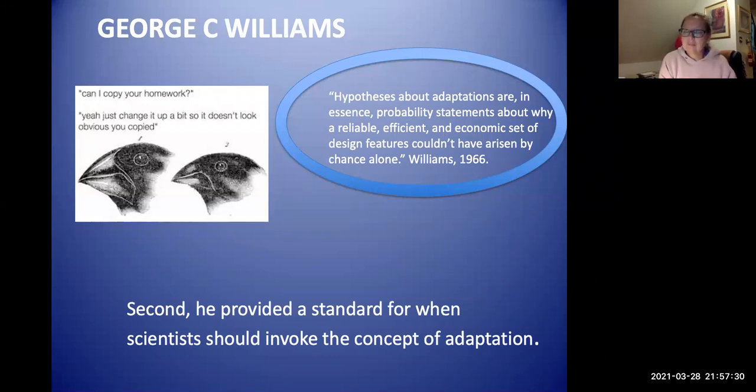how a specific kind of design features, right? So if we take an eyeball, it's reliable. Your eyes generally work. It's efficient. It might be one of the best ways to make sure that you can interpret your environment around you. Reliable, efficient and economic are mostly the same thing. A set of design features that couldn't have arisen by chance alone.